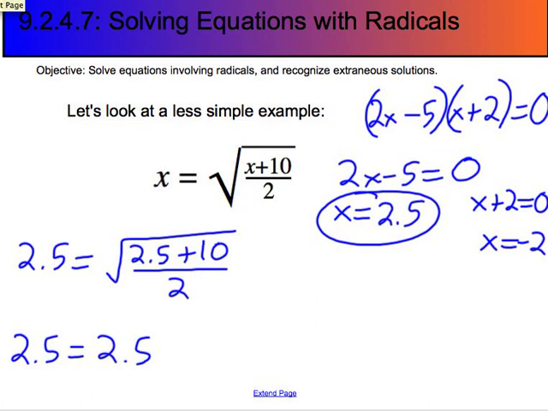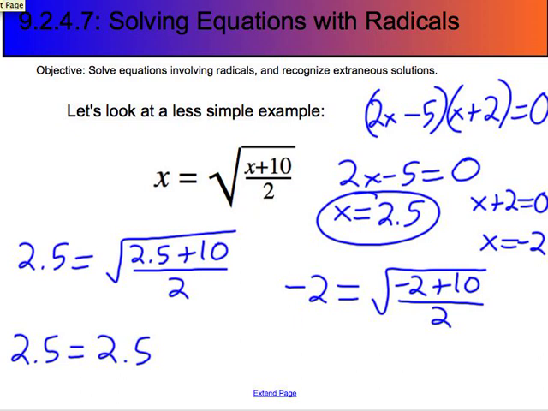So yes, this is one correct answer. The other one, I want to plug it in as well. So plugging it in, -2, does that actually equal the square root of (-2 plus 10) over 2? That's what I'm wondering. I did everything correctly with my work, but I'm still not sure. I have to check to make sure. So obviously the right-hand side is where all the work lies. -2 plus 10 is 8, then 8 divided by 2 is 4.